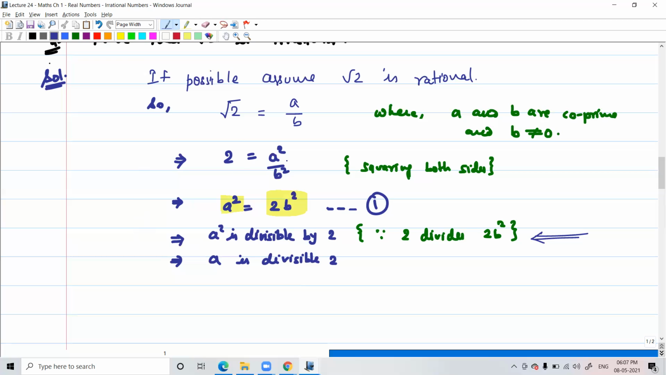We have done everything mathematically. We took this result. We assumed that root 2 is rational. We wrote it as a by b such that a and b have no common factors. And then I'm saying that my a square is an even number. It is divisible by 2. So if a square is divisible by 2, you know that a will also be divisible by 2. Just now we saw that theorem, right? If a square is divisible by some prime number p, then a is also divisible by that prime number p.